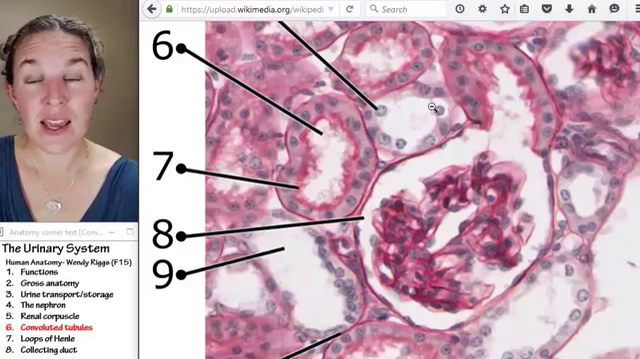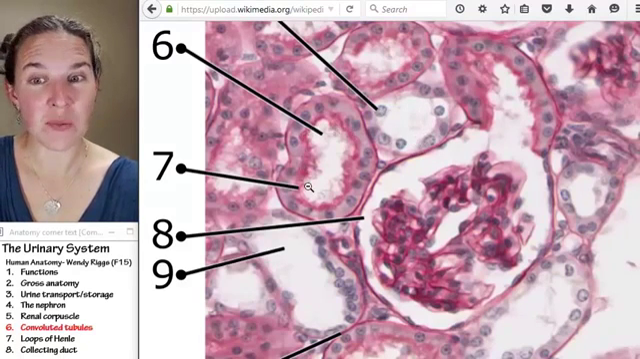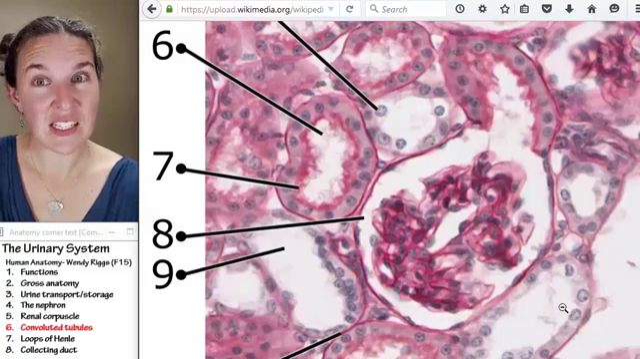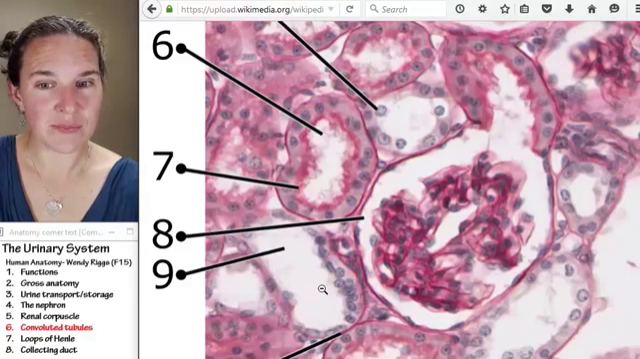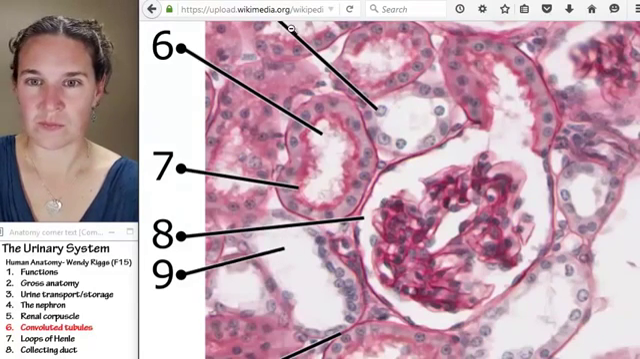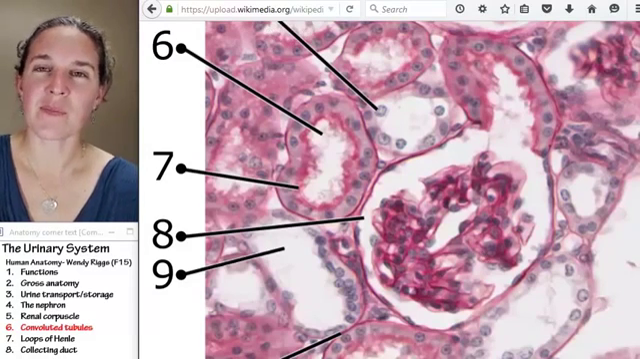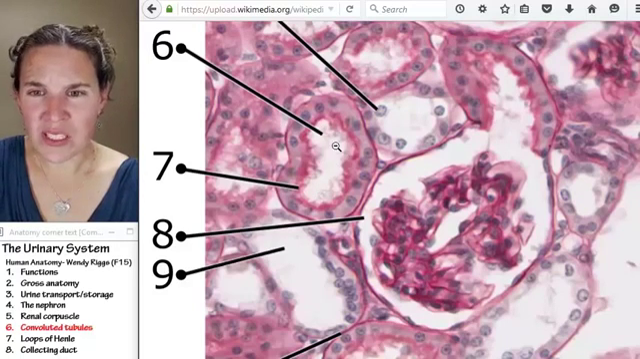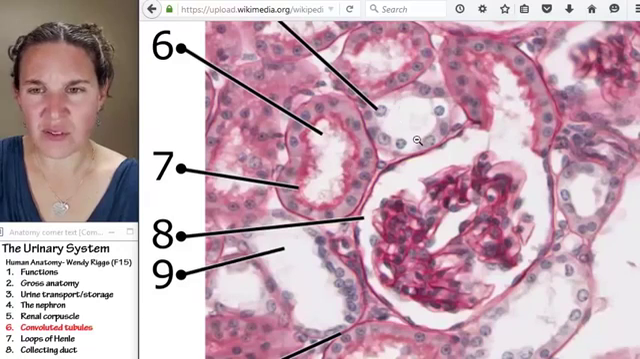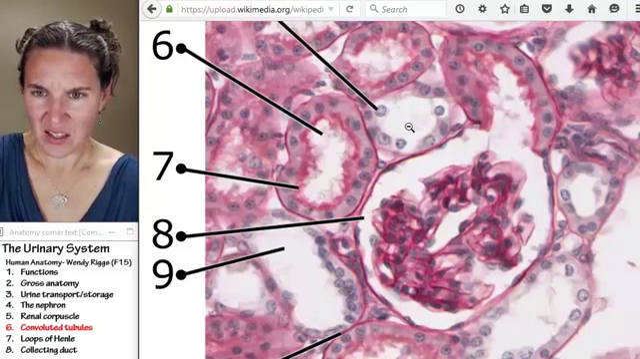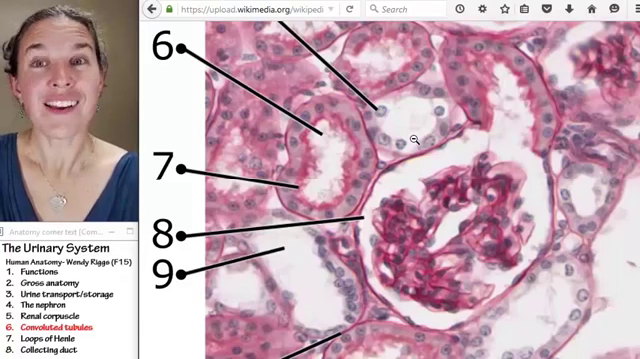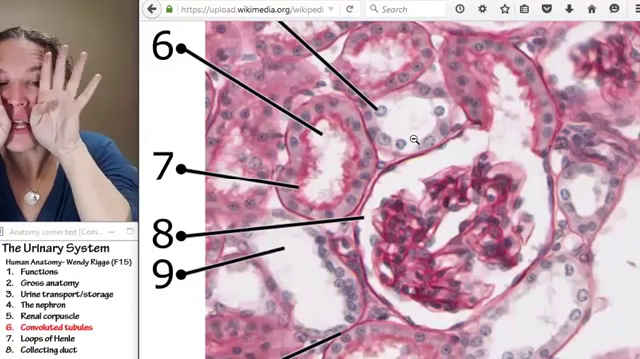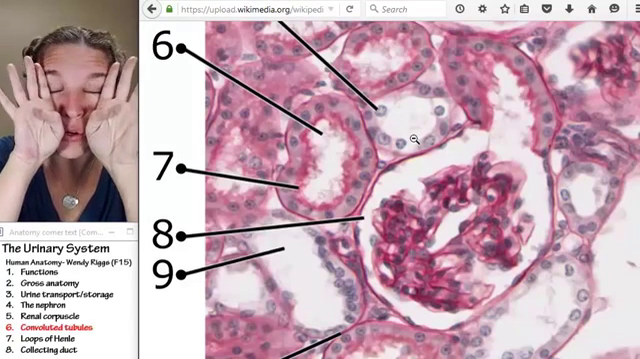This one is distal convoluted tubule. This one is proximal. Proximal, distal. Distal, that looks like proximal up there. What's the difference? Proximal convoluted tubule looks like a mess inside. Distal convoluted tubule looks clean inside. What? How could that be? Are you ready? Proximal convoluted tubule has microvilli on the luminal border.